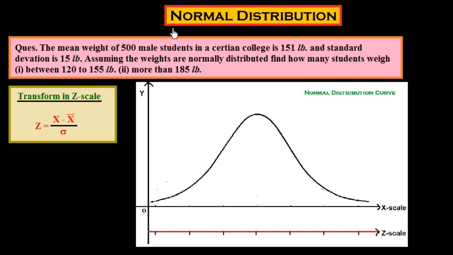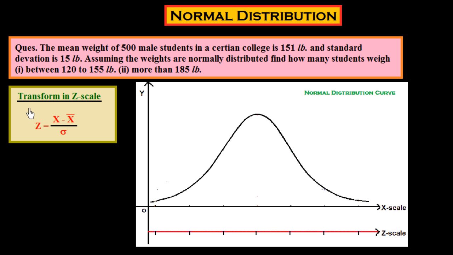Hi friends, in this session of normal distribution we study how to transform x scale into the corresponding z scale. So we take one problem relating to this transformation. The question is that the mean weight of 500 male students in a certain college is 151 pound and the standard deviation is 15 pound. Assuming the weights are normally distributed, find how many students weigh between 120 to 155 pound or more than 185 pound. So we see how we will solve this sort of example.